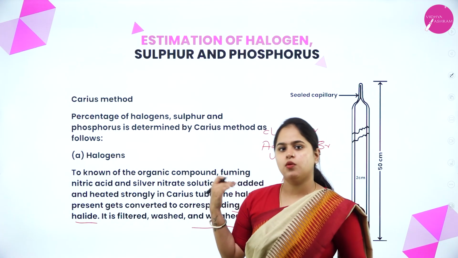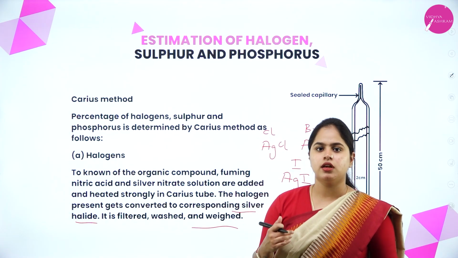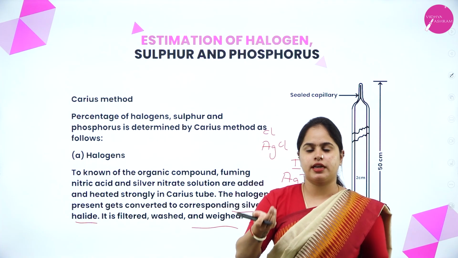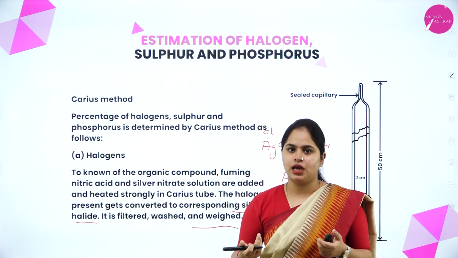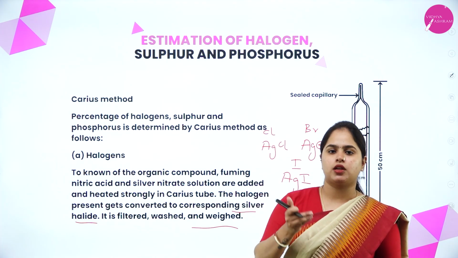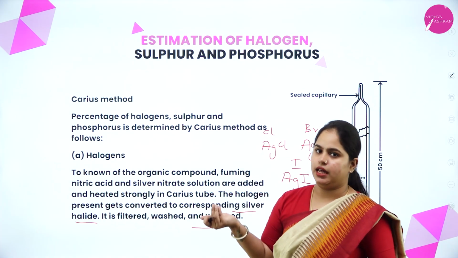And this will then undergo filtration. So the filtrate will be thrown out and whatever precipitate you are getting will be washed, dried and then weighed, and from that we can calculate the percentage of halogens.